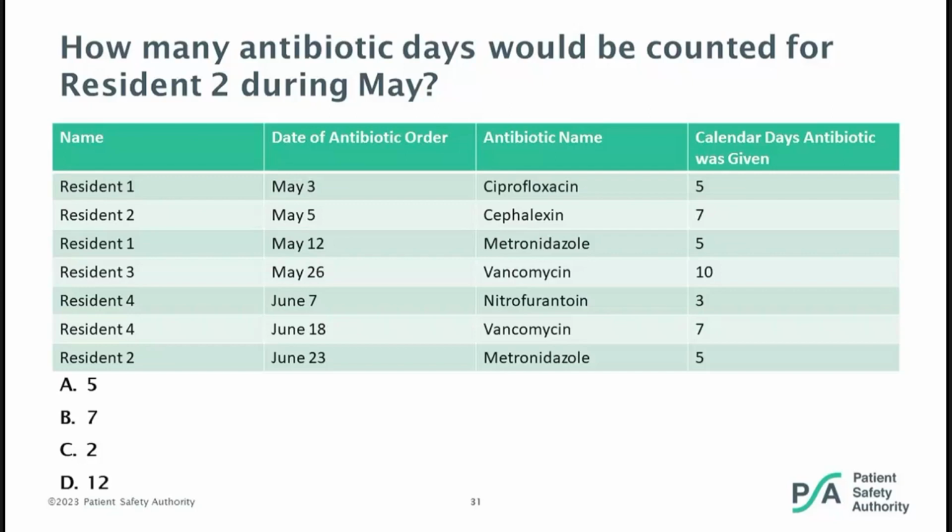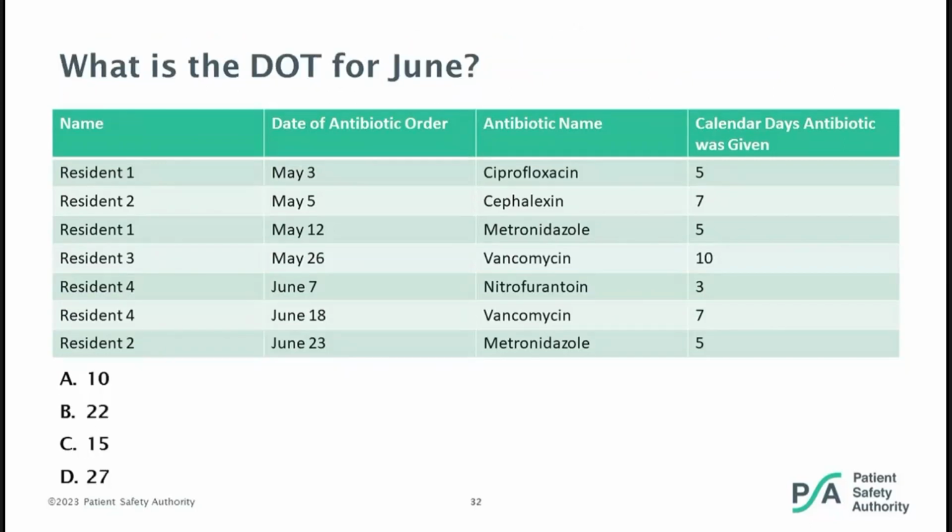Okay, we'll just go over the answer then. So for those of you who are selecting B, 7, that's the correct answer. And we're getting that because we're looking just at resident 2 during May. So you want to be careful not to also look at resident 2 during June. So resident 2 in May, you're seeing that they started the antibiotic on May 5th, and then they got that antibiotic for 7 days. And our next question.